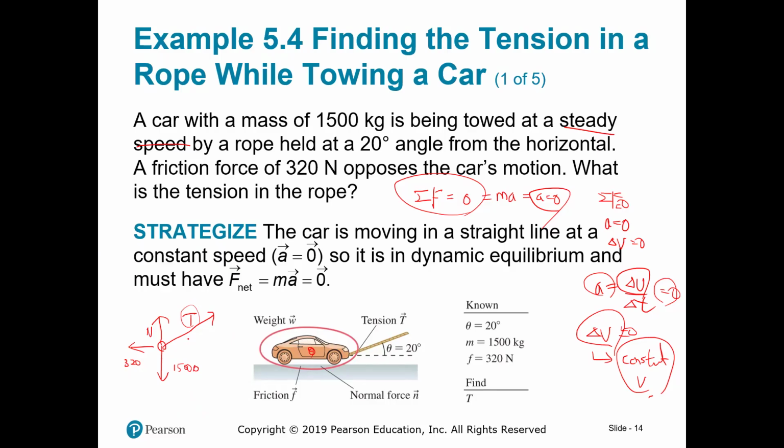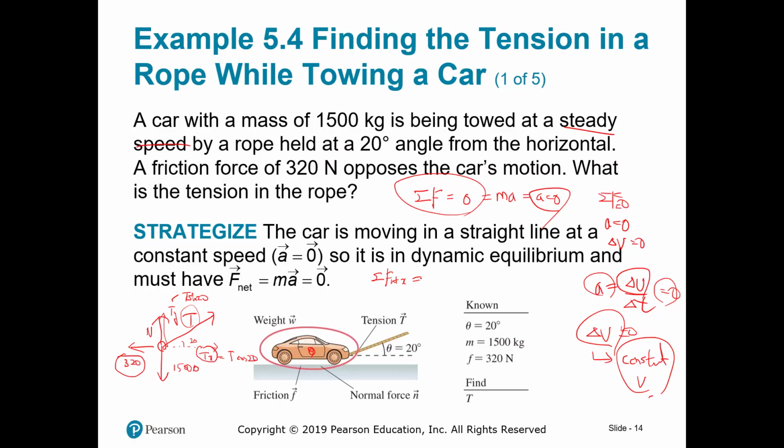And then tension we don't know, but you can decompose this tension into two parts, Tx and Ty, where Tx is the hypotenuse times cosine, which is T times cosine 20, and Ty is T times sine 20. So then you have two equations, F net x. What are the horizontal forces? You have two horizontal forces, Tx and 320, right?